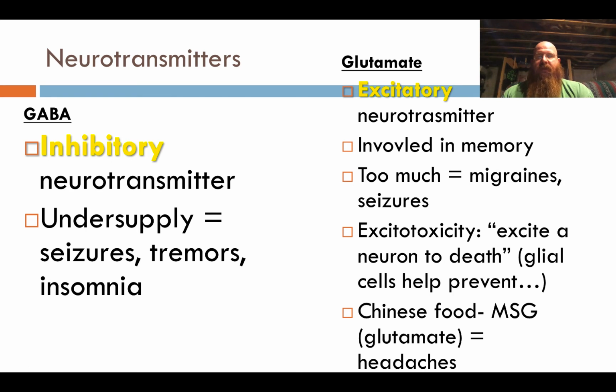You can also suffer from excitotoxicity, where if you've got too much glutamate, it will excite the cell so much that it just wears out and it dies. Excitotoxicity literally means to excite a neuron to death. So now there are things called glial cells which can help prevent this, which we'll get to in a little bit.